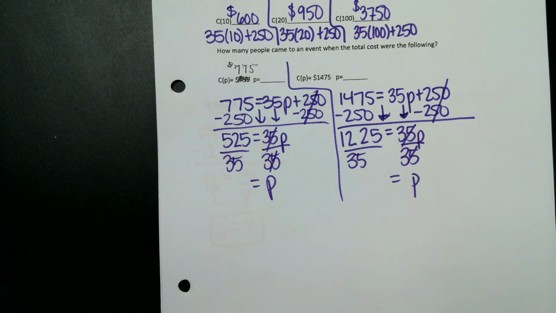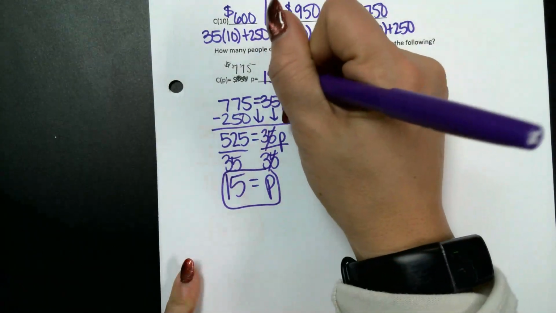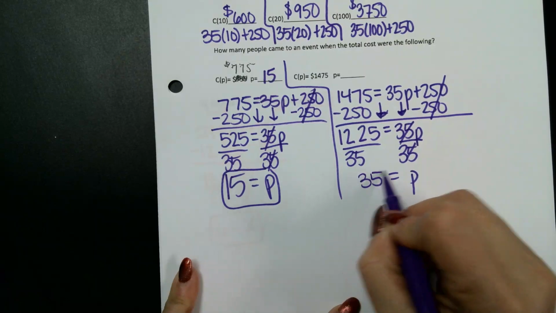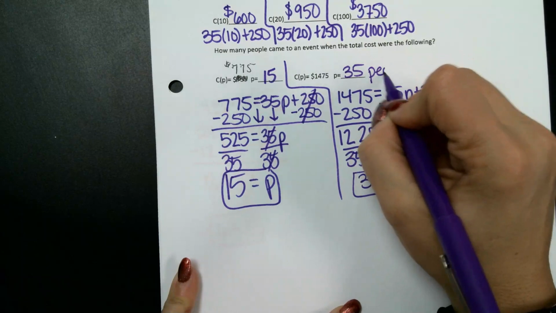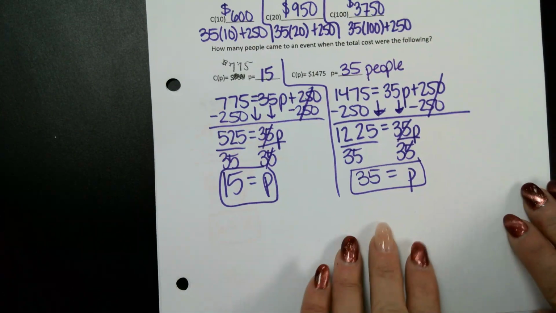So 525 divided by 35? 15? So that would be 15 people. And then how about 1225 divided by 35? 35 people.